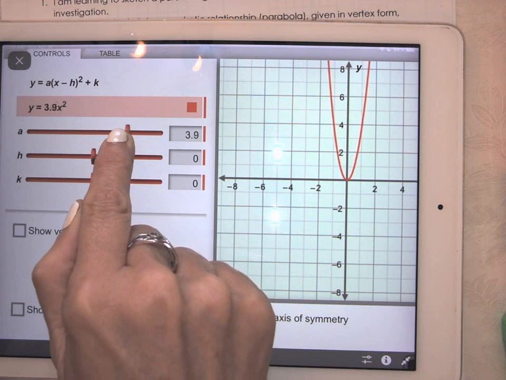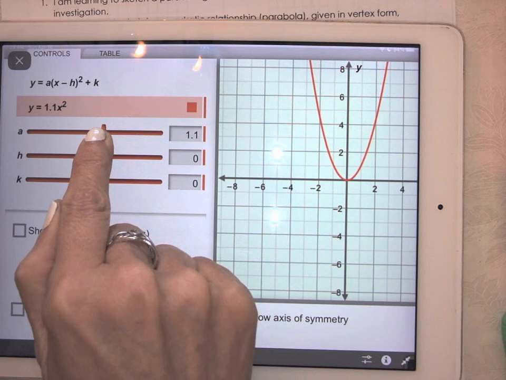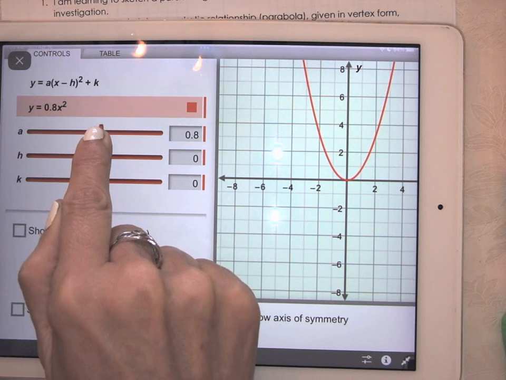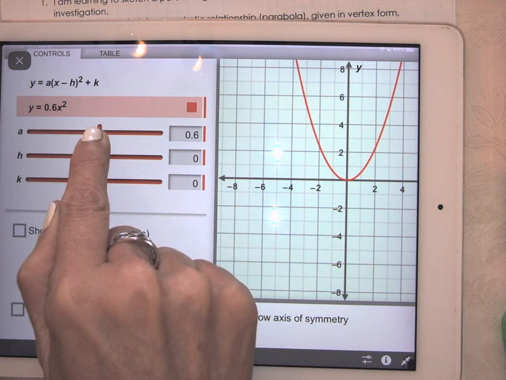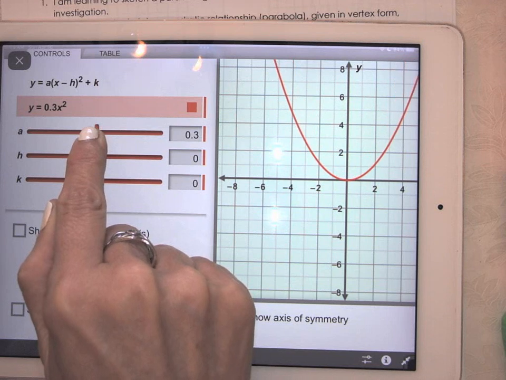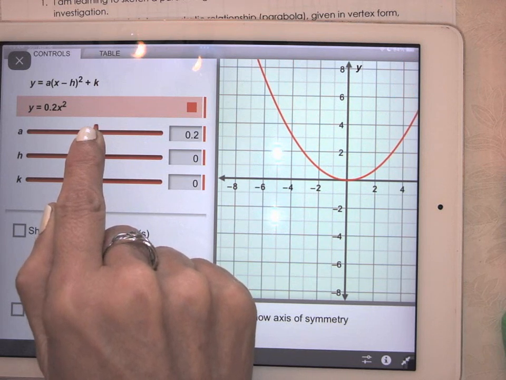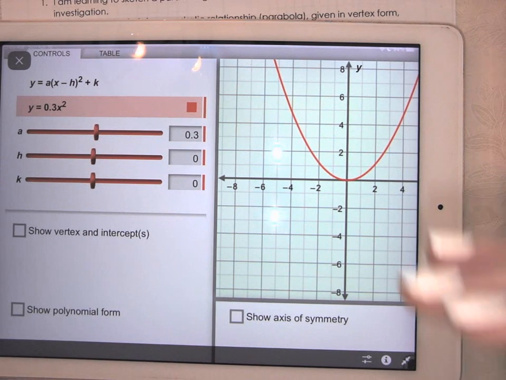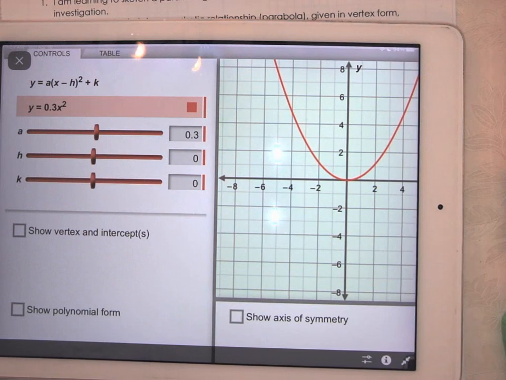So what happens if we go less than 1 but greater than 0? So here we are less than 1. We've gotten wider. Less than 1, even more less than 1, we're getting wider. Wider, wider, okay? And that's called a vertical compression. It's like taking our original parabola and pushing the ends down. We call that a vertical compression.